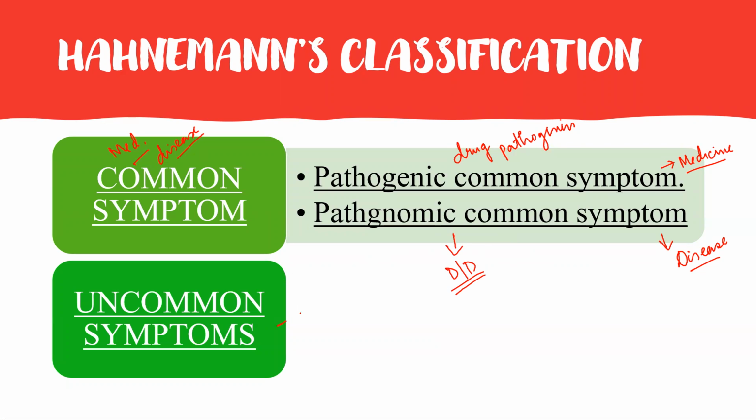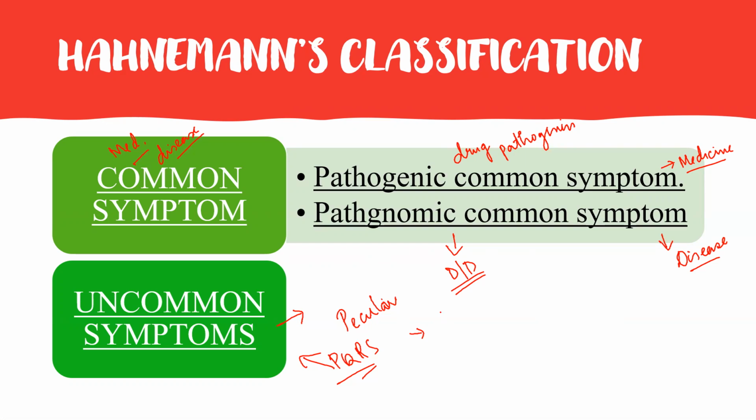Now, coming to uncommon symptoms by Hahnemann. Uncommon symptoms are based on the peculiar symptoms we get, basically the PQRS symptoms. Remember, these are very peculiar to few patients suffering from a similar disease. Not all the patients will have these kinds of symptoms. Few patients with a similar kind of disease may come up with this. They are peculiar in their nature, the PQRS symptoms. Those are the uncommon symptoms.